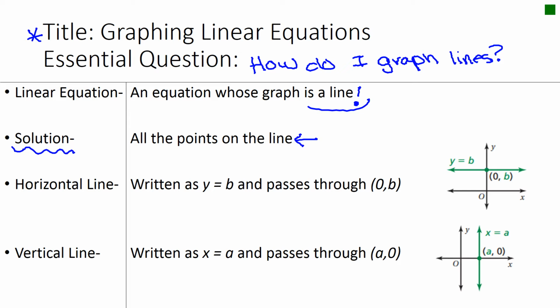A horizontal line is always written as y equals b, where b is a number on the y-axis, and here's the graph of it. A vertical line is x equals a, where a is a number on the x-axis, and this is the one that doesn't have a slope. It's undefined. This is the one, the vertical one. This is the one the slope is 0.